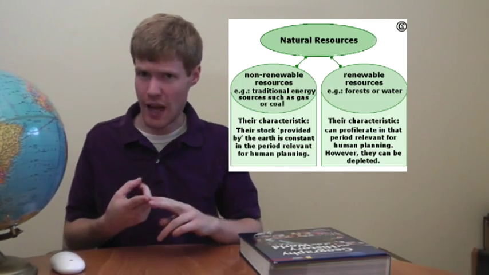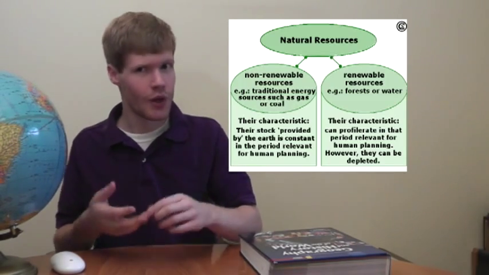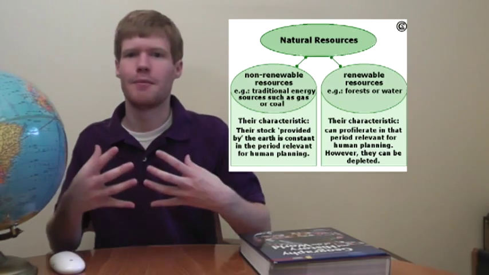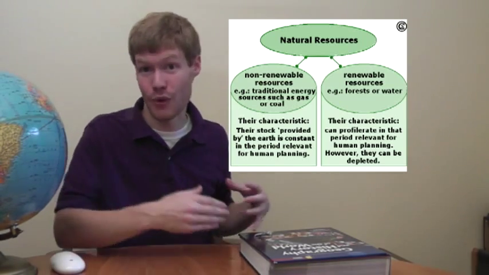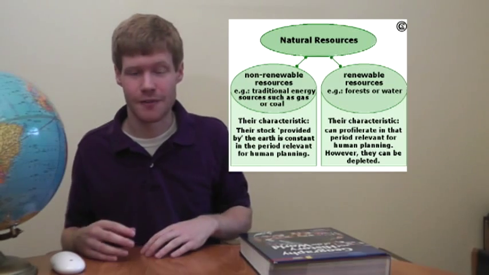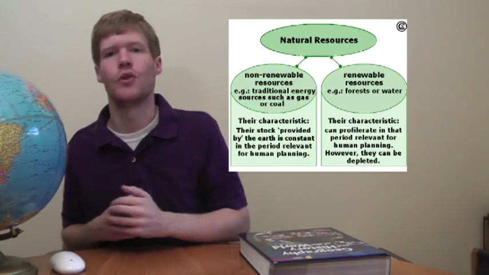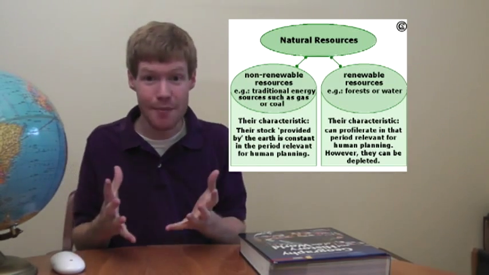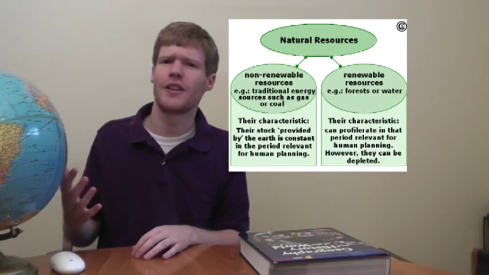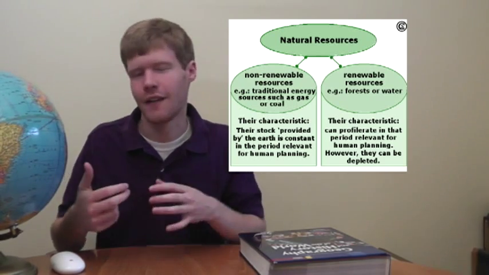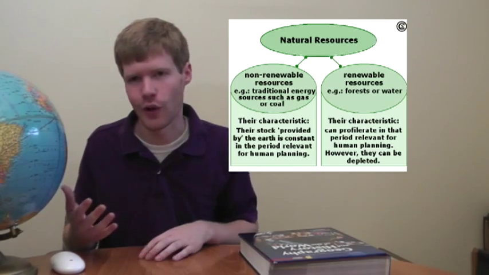Now there's kind of two types. There's renewable resources, which can't be used up or can be replaced naturally or can be regrown if they're a type of plant. And then there's also non-renewable resources, which can't be replaced. These include things like minerals and fossil fuels like coal and oil.